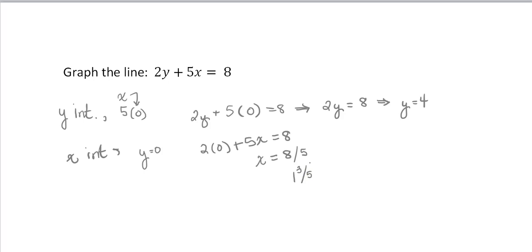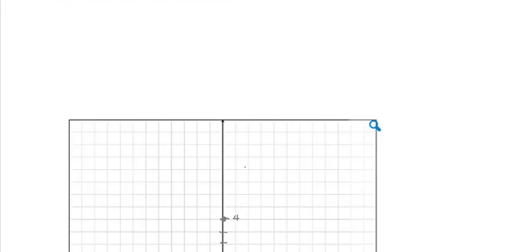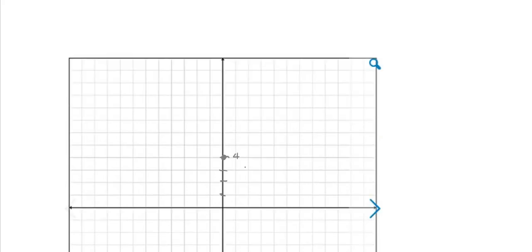I could substitute another number and find another pair. In this case, for the time being, I think I'm just going to go with the 1 3/5. That would also be, it's going to be a little more than 1.5.